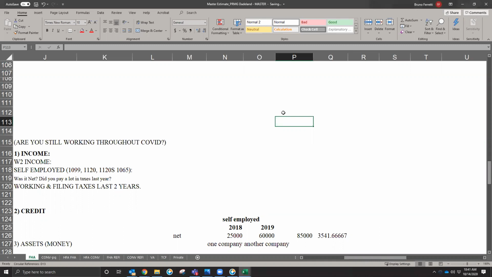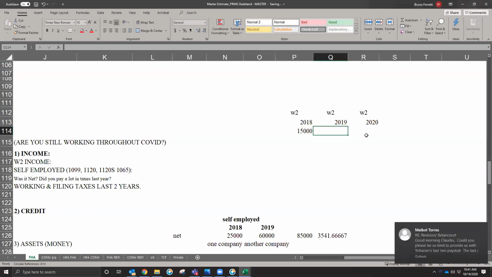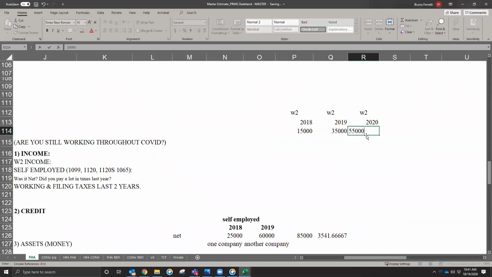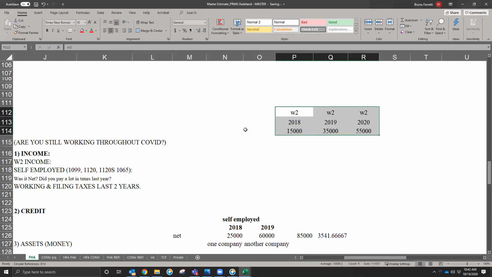Okay. So again, let's say 2018, 2019, 2020. Let's say you're W-2, W-2, W-2. You've worked W-2 for the last 2 years plus currently, right? Let's say here you made $15,000 because you just got out of college, you made nothing, right? Then here you made $35,000. And then suddenly you're making $55,000 this year, right? It is normal for someone to start making more money year over year. The bank isn't going to penalize you for that, right?